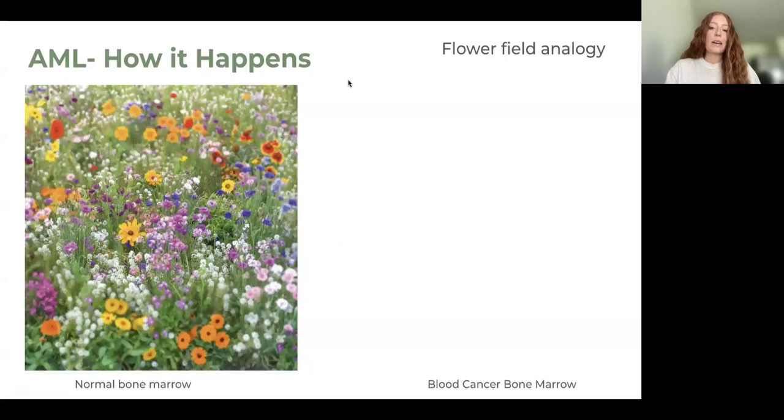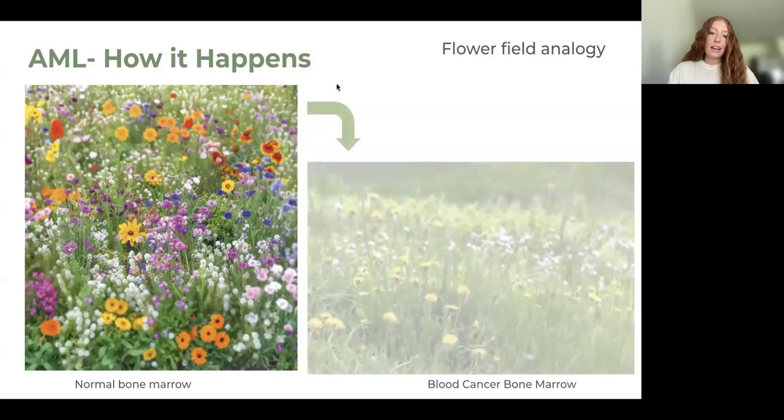So I like to think of the bone marrow like a flower field. In a normal bone marrow, you have a lot of different cells. They all coexist, just like a flower field. It's got lots of flowers, different populations and amounts of flowers. They all work differently, but they all coexist, and it's really beautiful.